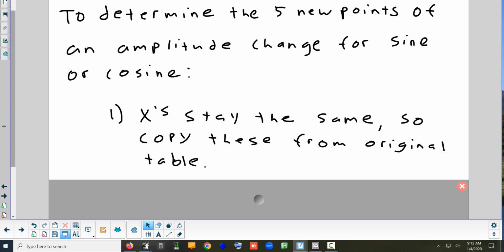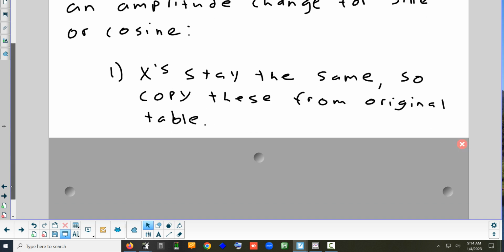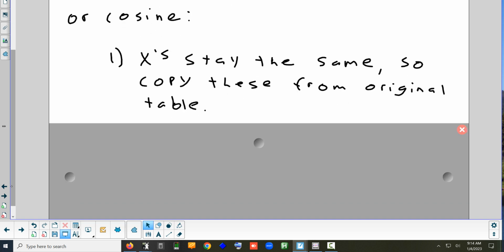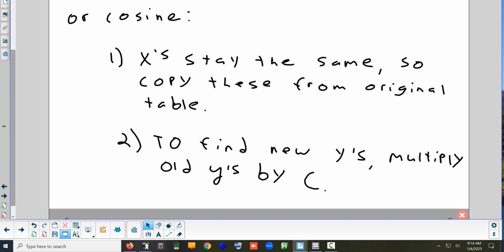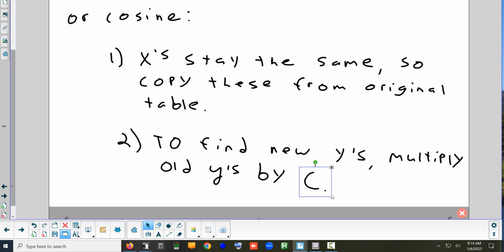So a lot of times to work with the x values, you have to find common denominators and all that stuff. But this time, we don't have to worry about the x's. So the x's stay the same, then it's the y's that are going to change. Very, very simple change. All you have to do is take the old y values, which are the ones in the table I gave you yesterday, and multiply them by the number that's in front of the function.